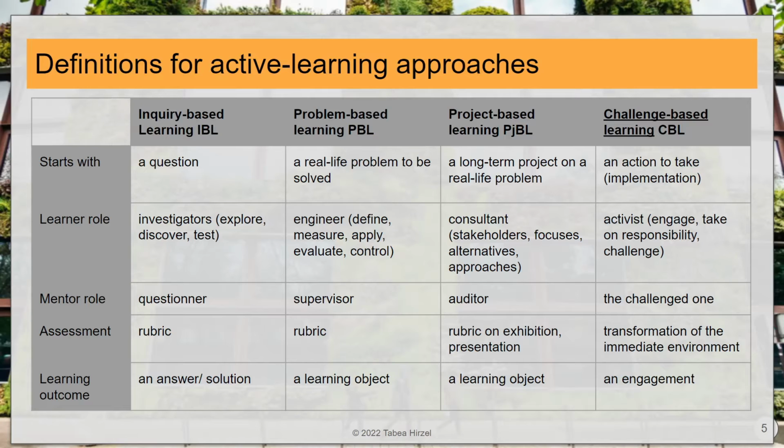Problem-based learning is putting the learner more in the role of an engineer who defines, measures, applies all these kinds of the engineering process. And the mentor is a supervisor. So we are speaking here of engineering in a mental way. It could be applied, but it must not be, remember. Also, a rubric is a good way to assess, and the outcome is a learning object, something like a presentation, for example, about our solution, where we define the different steps.